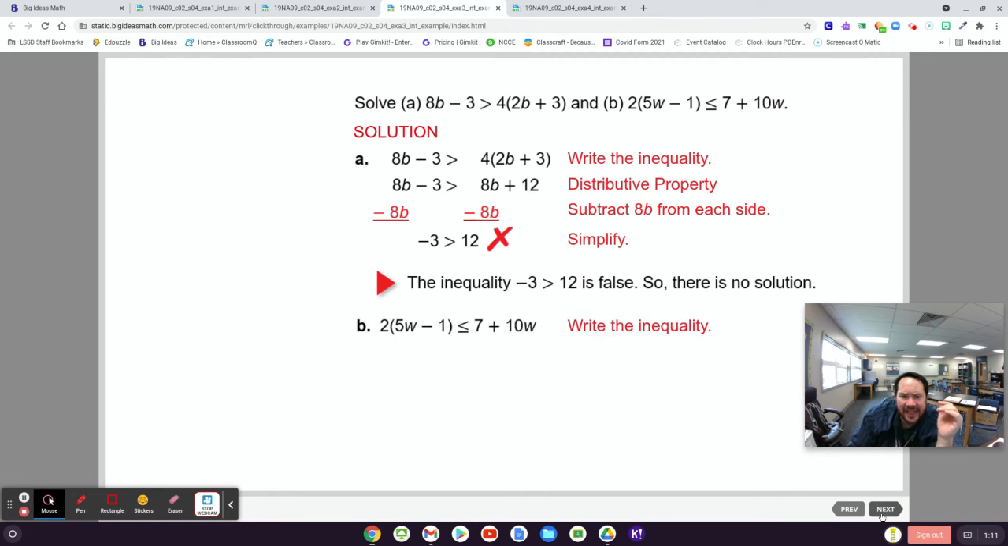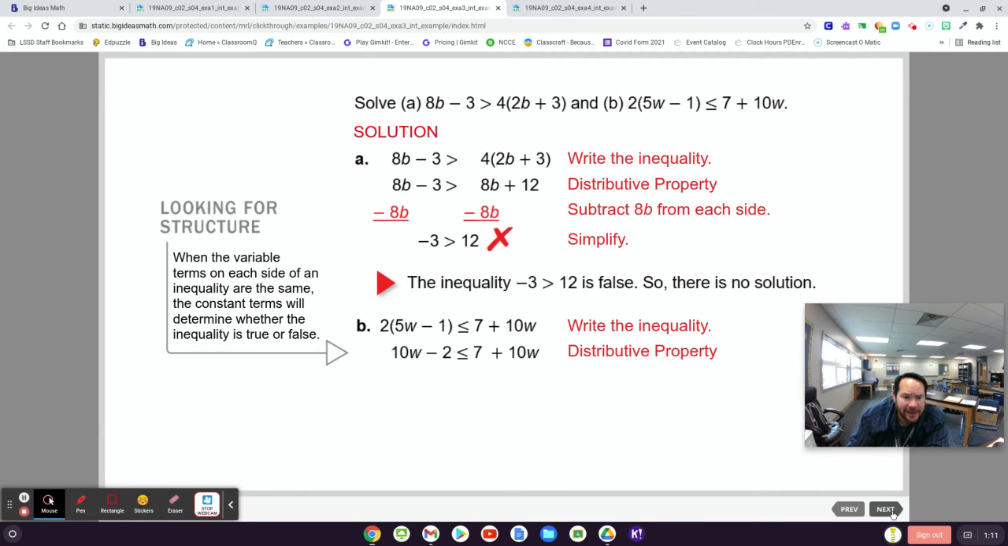All right, now let's jump to the second one. So we got this. What should you do first? Yes, you should distribute that 2 first. That gives you 10w minus 2. Okay, so now solve this puppy. What do you notice? Okay, so now when you solve this thing, you get negative 2 is less than or equal to 7. Okay, is that true or not true?